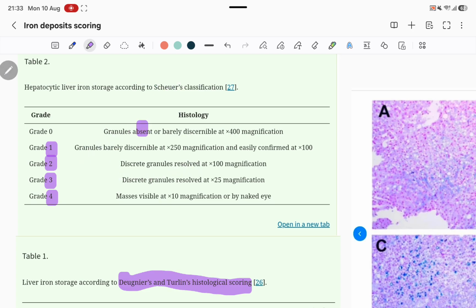It's absent, or at a higher magnification we can see so much, or at a lesser of a higher magnification, or at a low power, or at the lowest power, or barely seen by the naked eye.